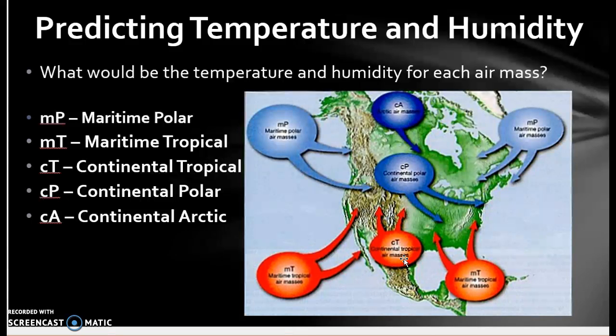So when you're naming an air mass, you just look for, is it over water or is it over land? And then you look for the temperature. Is it warm or is it cold? And then you put the two words together to name it. And then you can use the appropriate abbreviation. So make sure you have this written in your notebook because you will need it for later.